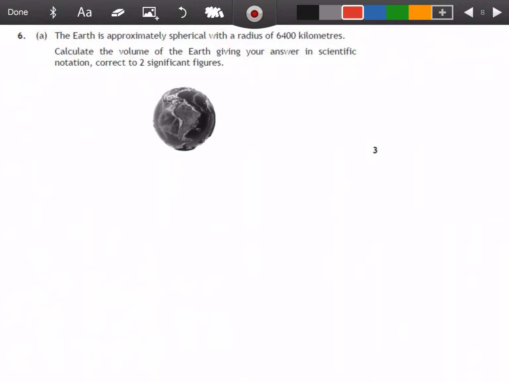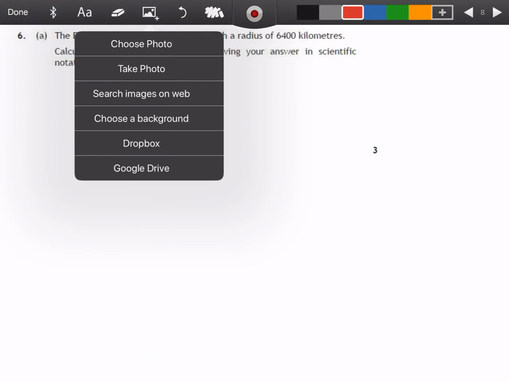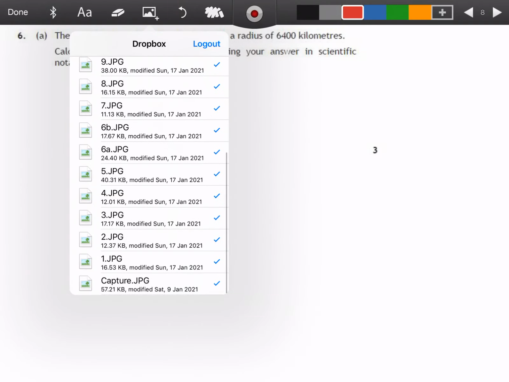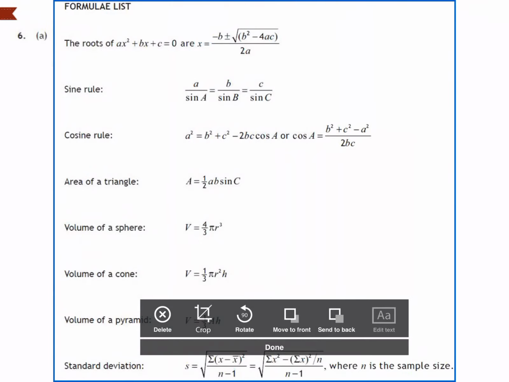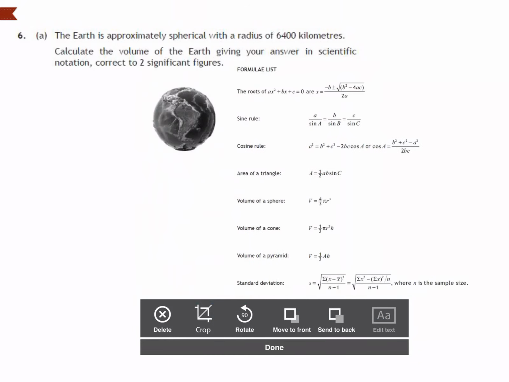Right, number 6. The Earth is approximately spherical. Given the radius, calculate the volume. Okay, volume of a sphere. We need to find the volume of a sphere. What do we need to do to get the volume of a sphere? Yes, we need a formula list.